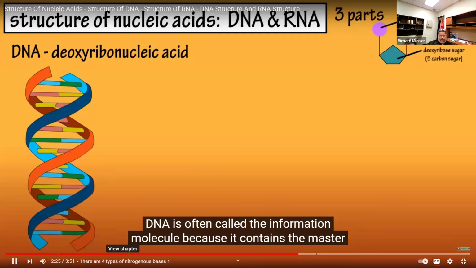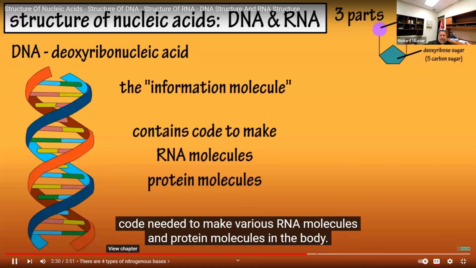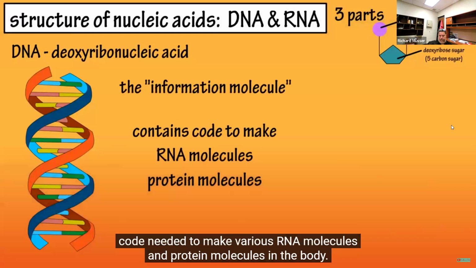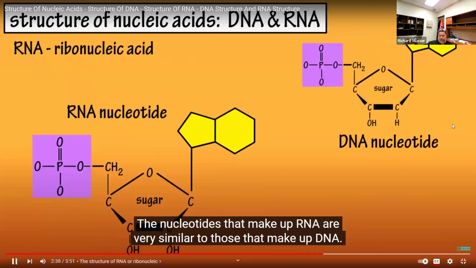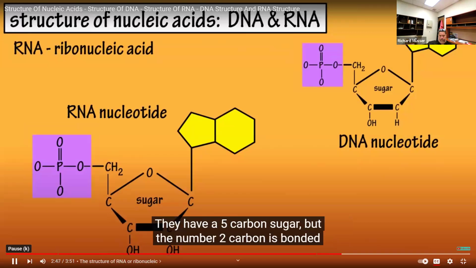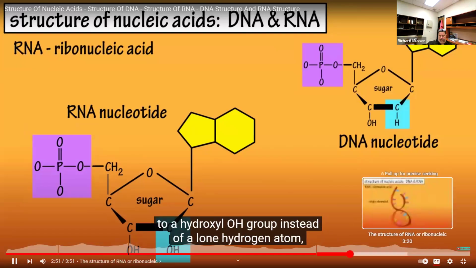DNA is often called the information molecule because it contains the master code needed to make various RNA molecules and protein molecules in the body. Now for RNA. The nucleotides that make up RNA are very similar to those that make up DNA. RNA nucleotides have a phosphate group with the same structure as in DNA. They have a 5-carbon sugar, but the number 2 carbon is bonded to a hydroxyl OH group instead of a lone hydrogen atom.